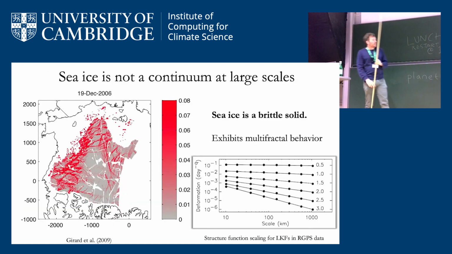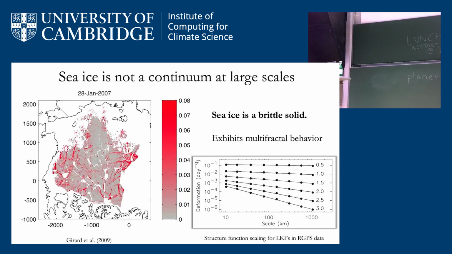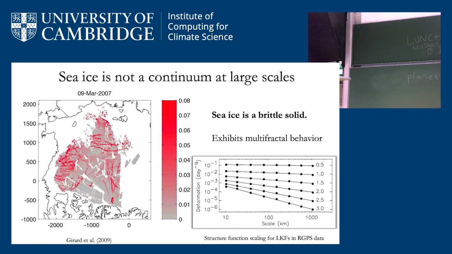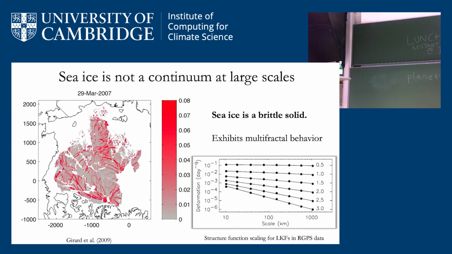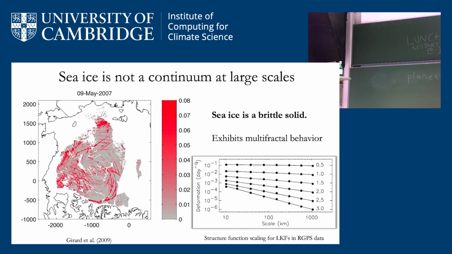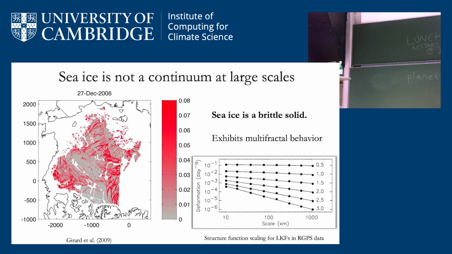But sea ice doesn't look like that at all. This is RGPS data, so this is satellite-borne data of fracture patterns in the ice. What you're seeing is these large brittle fractures that are spanning thousands of kilometers. They're opening on a scale of several days and closing on a scale of several days. They have this full characteristic where they can be quite small and quite large.